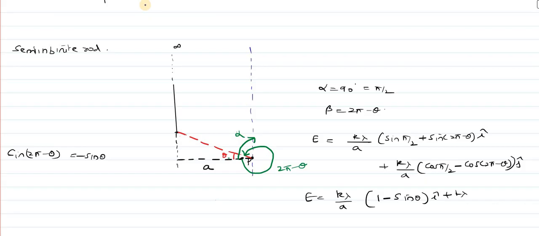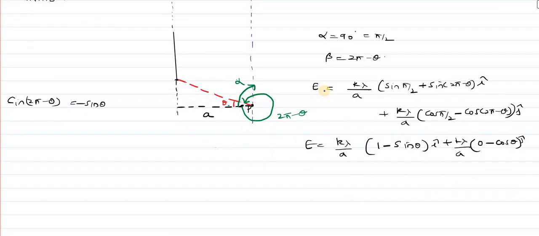Now plus k lambda by A, cos 90 is 0, minus cos of 2 pi minus theta, which is cos theta only because of the fourth quadrant. So you don't need to simplify till here also. I just taught you the concept. Don't do all this stuff. You directly find the value, substitute it and find the value. That's all. That will save your time. Clear?